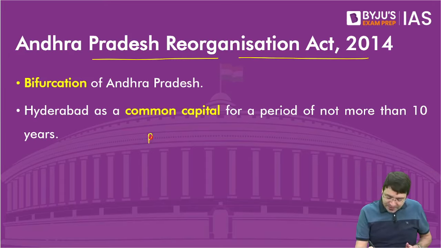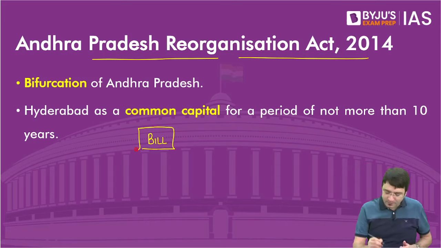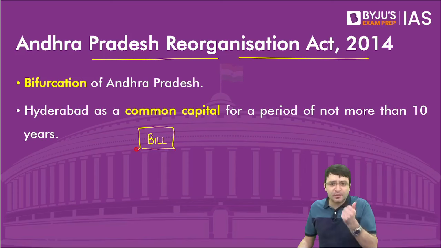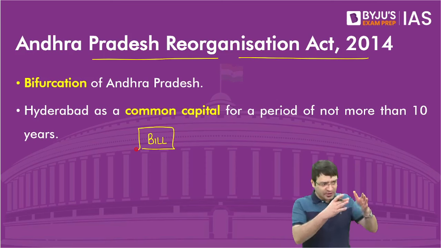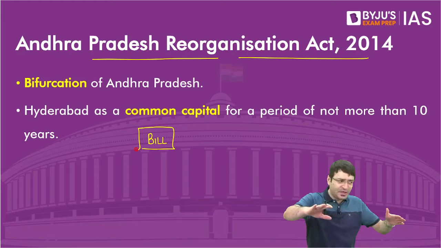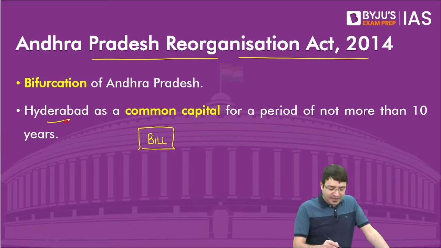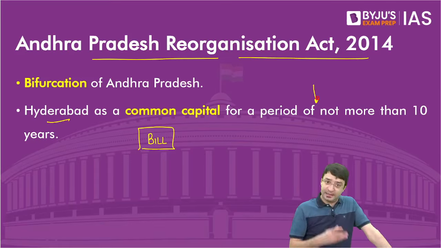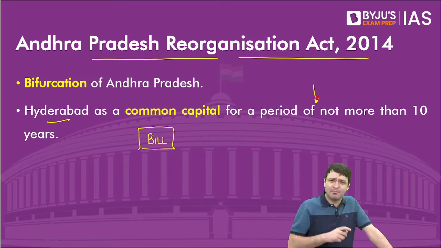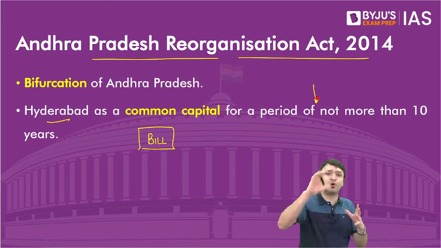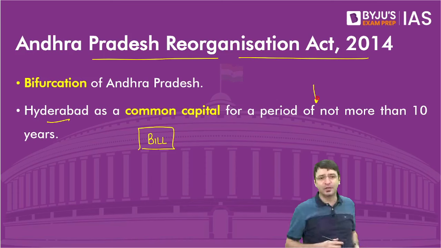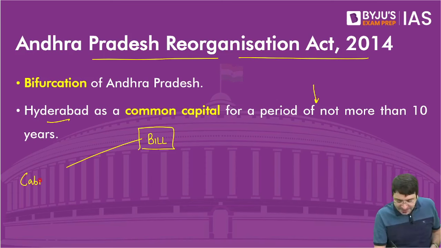And for that, first we need a bill. What is a bill? A proposal. The proposal is to split Andhra Pradesh into Andhra Pradesh and Telangana. The proposal was that Hyderabad will be a common capital for not more than 10 years. Now, Chief Minister Jagan Mohan Reddy is saying Visakhapatnam will be the new capital of Andhra Pradesh. Previously, it used to be Amravati. Hyderabad is the capital of Telangana. But Hyderabad was to be a joint capital for not more than 10 years. This is a bill, this is a proposal. This bill should first be cleared by the cabinet.